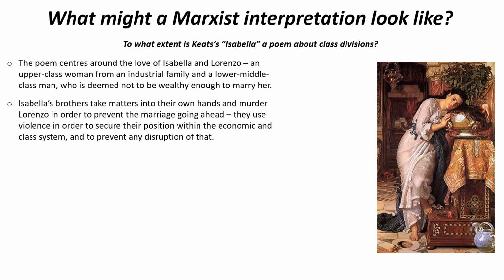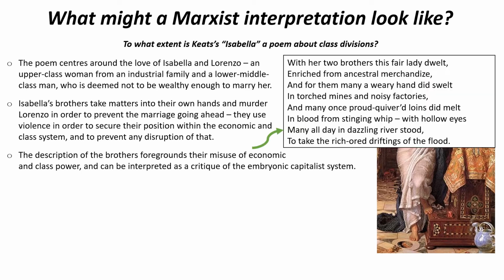She's an object within this capitalist system that can be bartered, that can be sold in order to link different companies together or in order to get money from the family that she marries into. And the description of the brothers foregrounds their misuse of economic and class power, and it can be interpreted as a critique from Keats's point of view of the embryonic capitalist system. So here in the box you can see one of the stanzas from the poem which describes the brothers and the factories that they own.